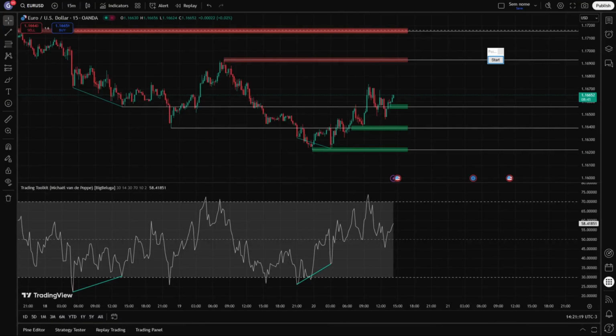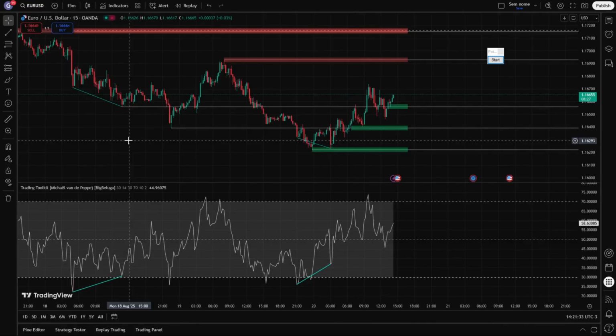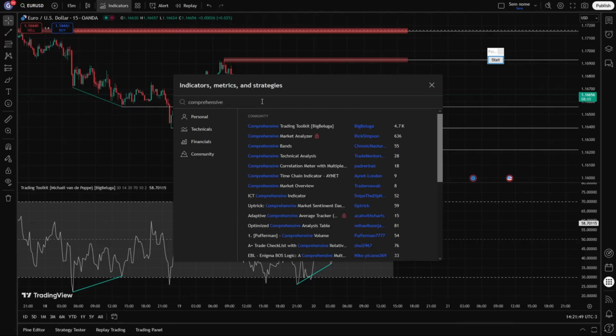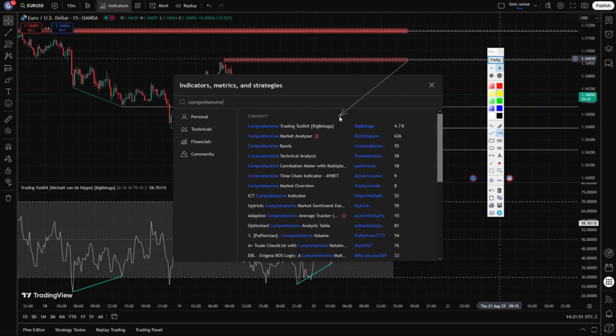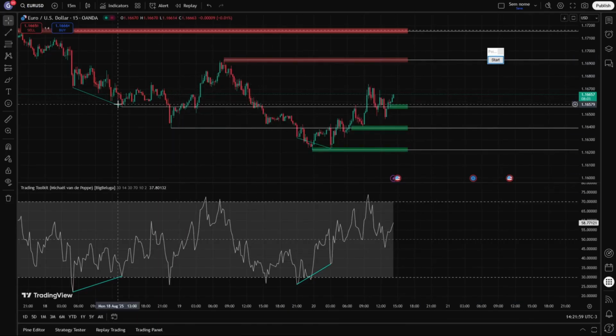To start, open TradingView and choose the asset you want to analyze. I'm here on EUR/USD on the 15-minute chart, but it works on any time frame and any pair, whether it's crypto, stocks, or Forex. Then you'll go to Indicators, search for Comprehensive, and most likely this first one will show up, Comprehensive Trading Toolkit Big Beluga. Click on it and it will appear on your chart just like it is on mine.